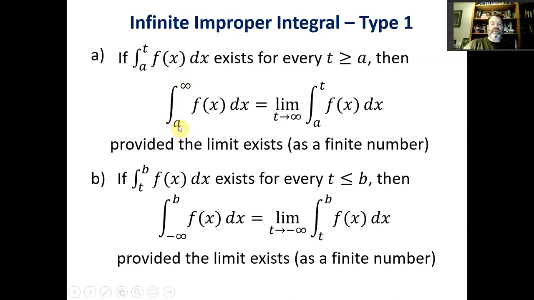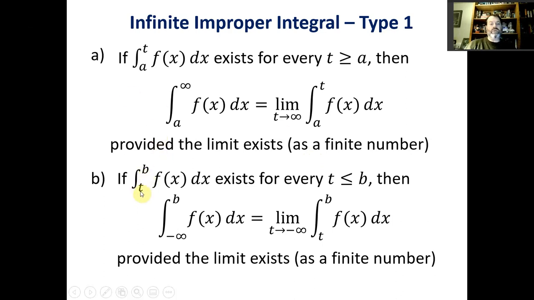So if you're given a to infinity, put a t up here, pull the limit to the front, and take the limit as t goes to infinity. And again, the limit has to exist. If the limit doesn't exist, we have a name for that. It's on the next slide.